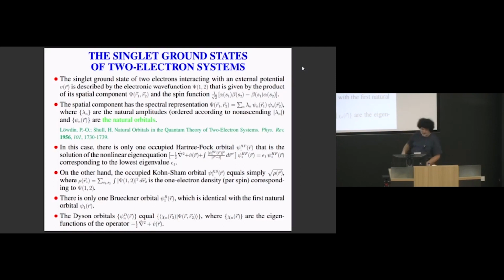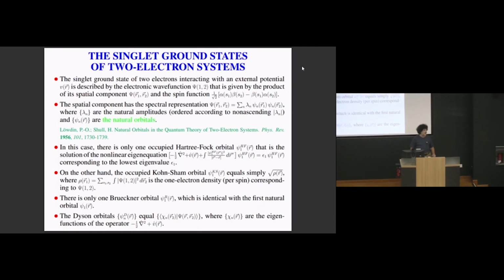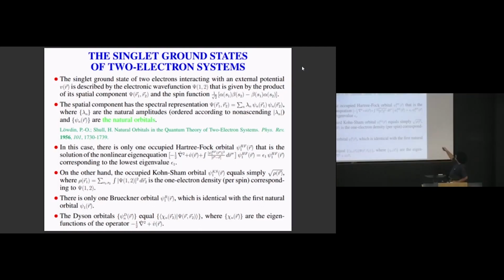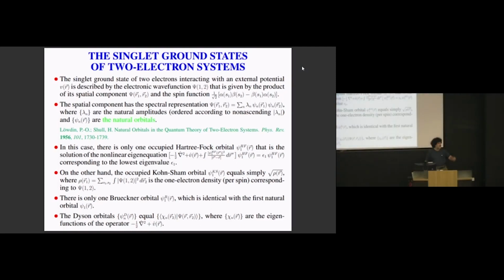We have a spatial part. And here, for the first time, we encounter natural orbitals. It turns out that the spatial part of this wave function is given by a spectral representation in which the eigenfunctions are those natural orbitals. Please pay attention to one fact. We have a single summation here. We are not having summation over n1 and n2 and orbitals index with n1 and n2.